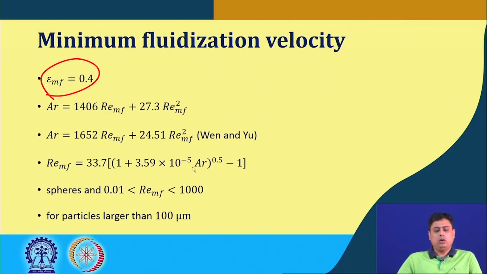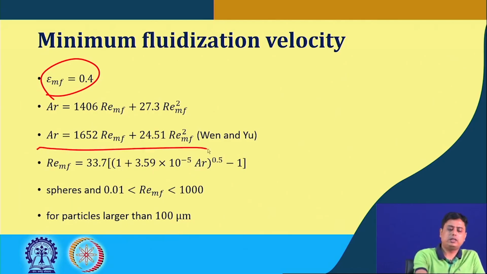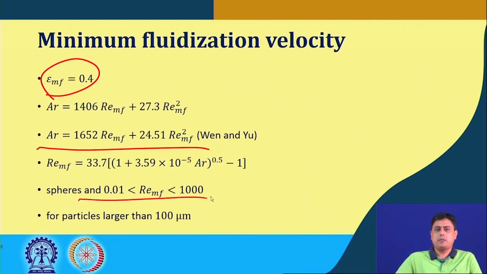And Wen and Yu proposed similar correlations that fit a wide range of particles, or a wide range of sizes. It covers spheres and this range of Reynolds number, the particle Reynolds number, for sizes larger than 100 micron.